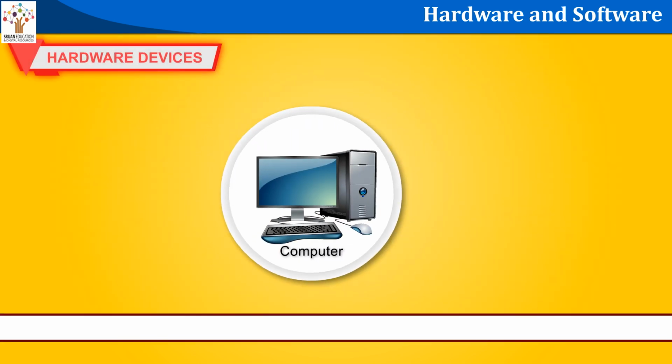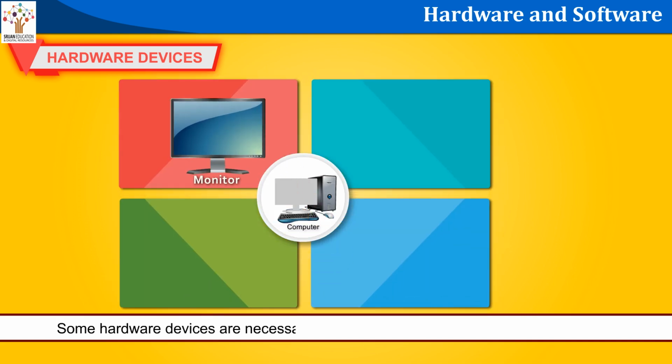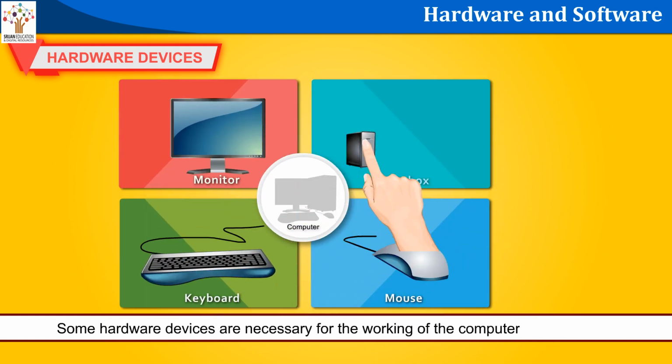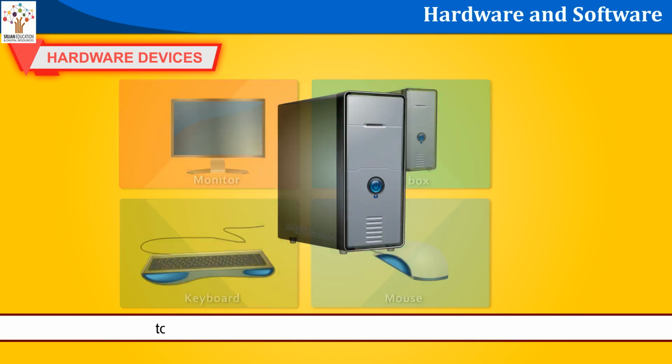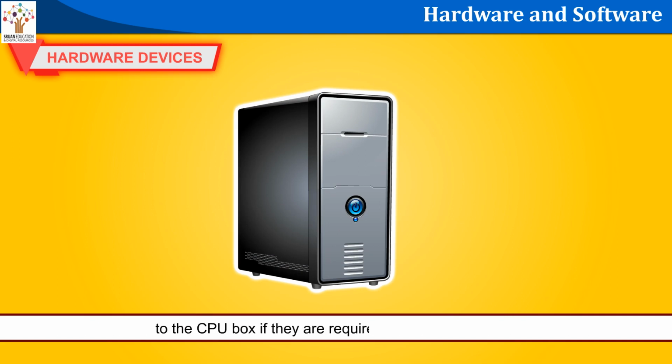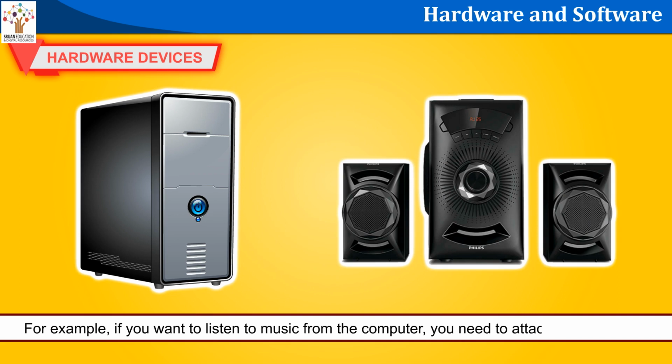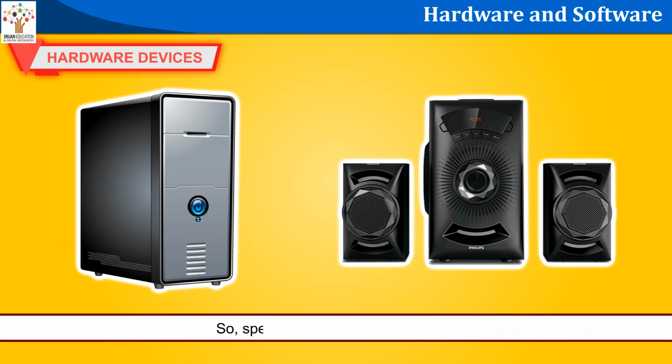Hardware devices. Some hardware devices are necessary for the working of the computer, like keyboard, monitor, mouse, and CPU, while some other hardware devices are attached separately to the CPU box if they are required for a particular task. These devices are called peripheral devices. For example, if you want to listen to music from the computer, you need to attach speakers to it. So, speakers are peripheral devices.